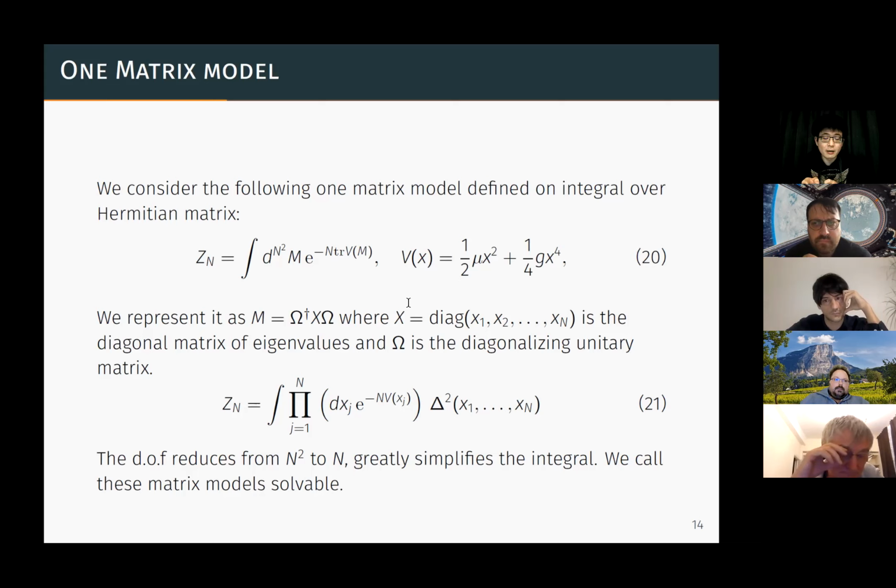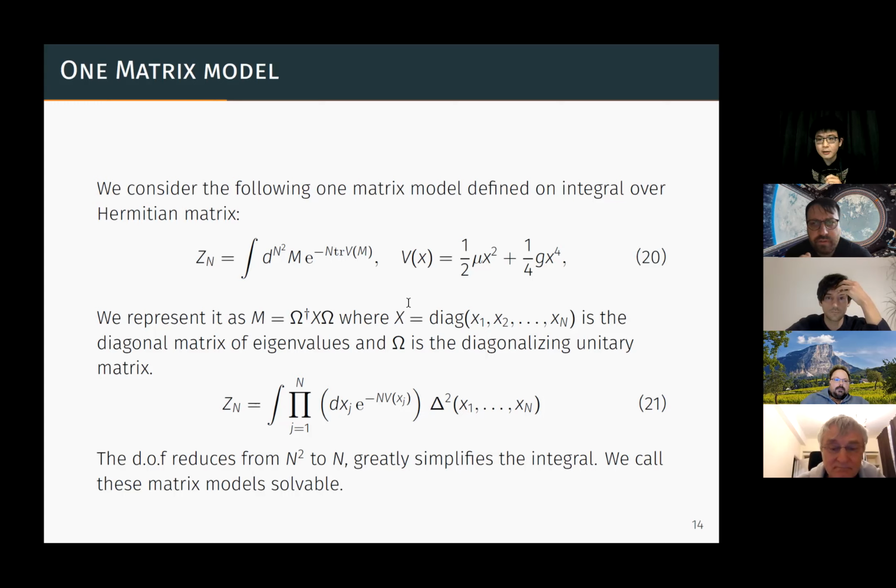So if we place this transformation into the matrix model equation 20, we will get equation 21. We found that the angle matrix contributes only an overall factor, and all the dynamical information is contained in the eigenvalue matrix. So the degrees of freedom are reduced from N squared to N. This greatly simplifies the integral. We call this kind of matrix model solvable. So in this case, actually, all the one matrix models are solvable.